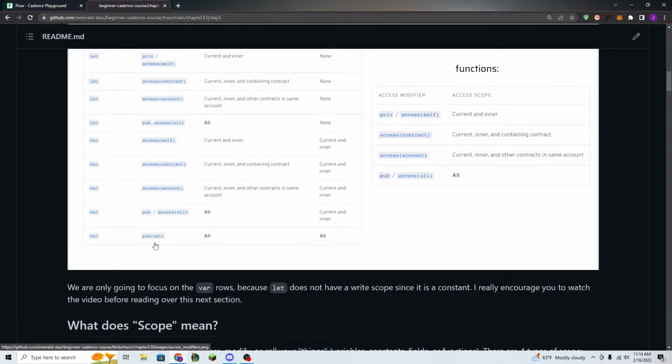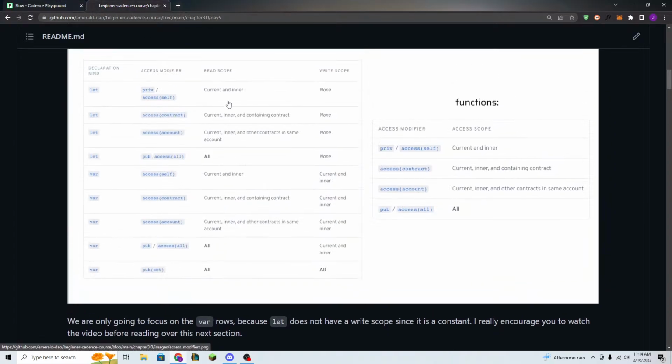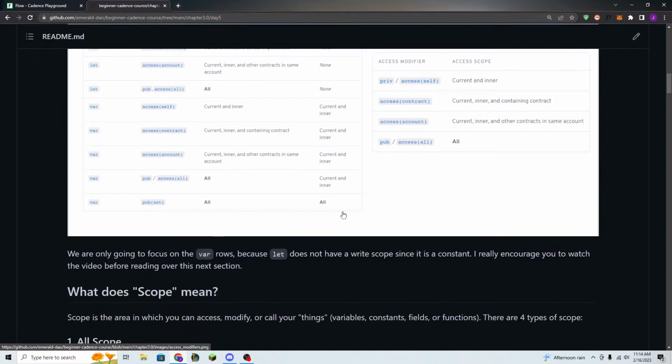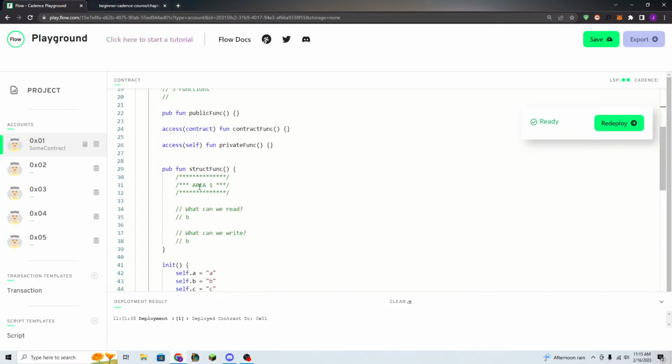So now let's take a look at public set. This is a different one, and actually this is what's on variable a. So variable a has public set, okay? What does that mean? Well, it has a read scope and write scope of all. Very interesting. A read scope and write scope of all. So if we walk through all these examples again, do you think we can read variable a inside the struct function?